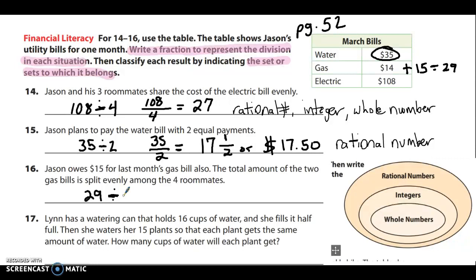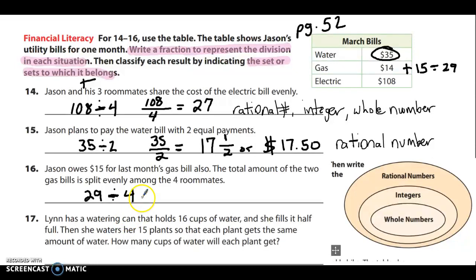Let's go back up to number 14. It says Jason and his 3 roommates. That means add them up and get 4. This one we don't add anything up because it doesn't say Jason and his 4 roommates. It says among the 4 roommates. There's 4 roommates. It's not Jason and 4 more people. It's Jason and 3 people. It's a total of 4.